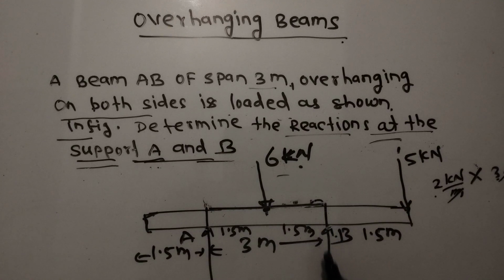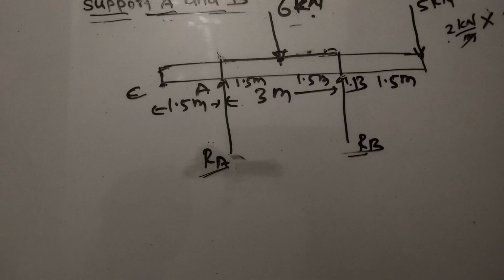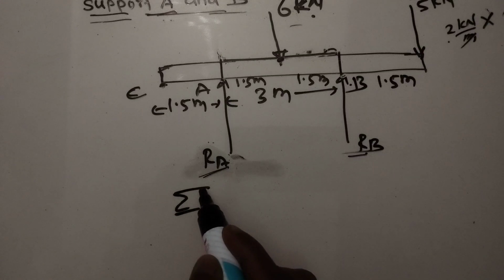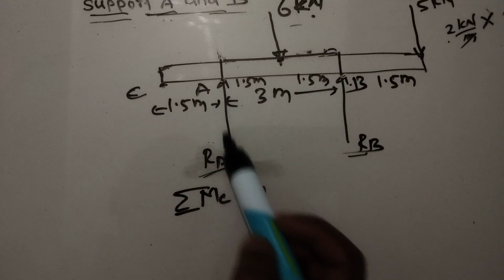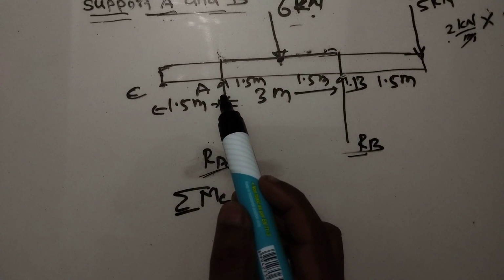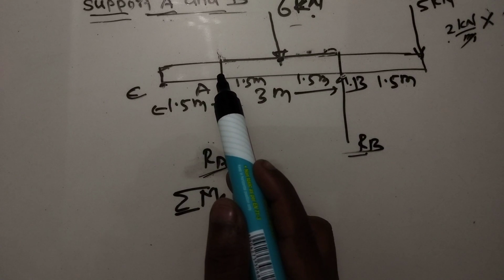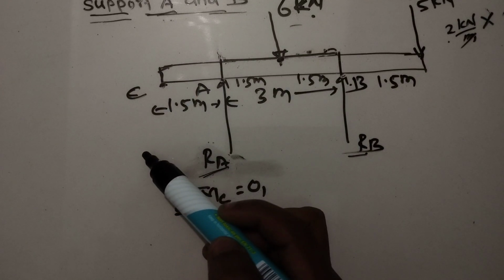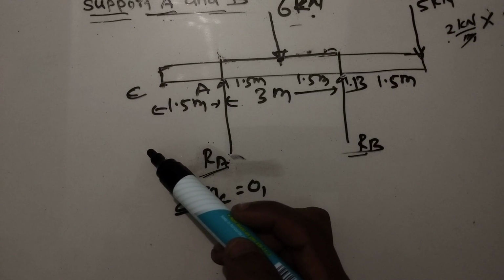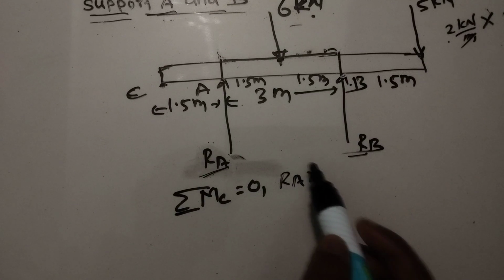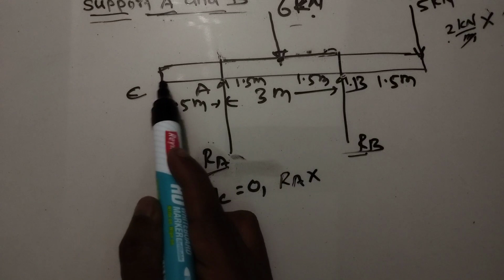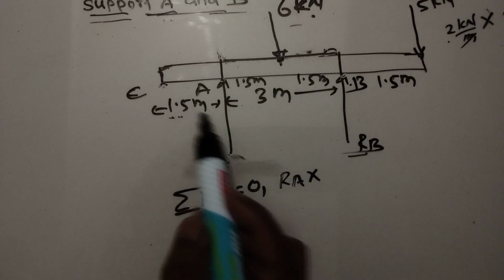Now let us take moment about this point. This point is C, and let us start. Moment about point C equals 0. Here, reaction RA is trying to rotate this beam in the anti-clockwise direction. That's why we take it as positive. That means RA multiplied with the perpendicular distance about point C, which will be 1.5 meter.